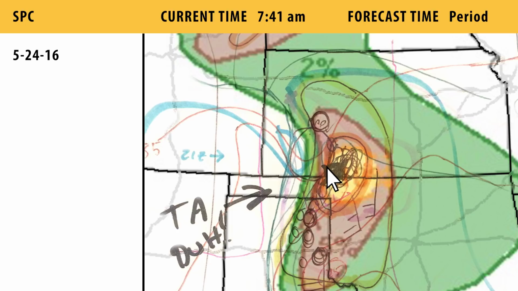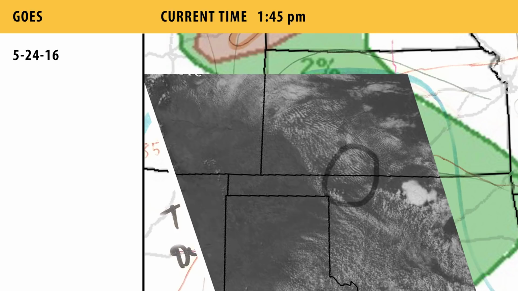I'm kind of thinking, okay, right? I'm not gonna go, well, I want to know what's happening over here. Here's our 145 GOES. Look at the boundary. This is probably an outflow boundary from the previous day's Woodward storms, which did happen. So Storm Prediction Center says a 10% chance of tornadoes here.